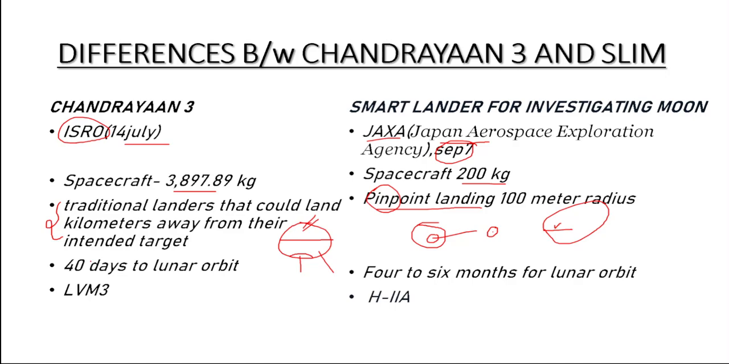Also, our mission took 40 days to go into the lunar orbit, but this is going to take nearly 4 to 6 months. So here the time period to reach the lunar orbit is very high. The rocket we used is LVM-3, here it is H2A. So these are the basic differences.